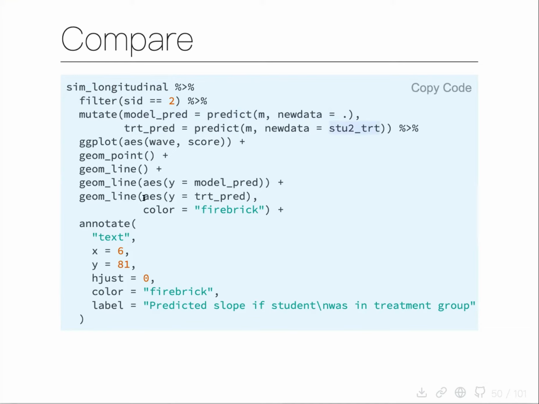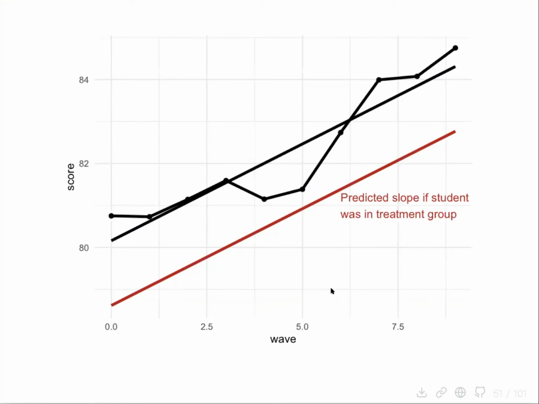And then I just have two lines, one where y equals the model prediction and one where y equals the treatment prediction. I'm coloring this one firebrick. And then this annotation part is just to, well, you'll see in a second. So what I get is something that looks like this. Here's the observed trajectory. This black line is our model prediction for this student. And this red line is our prediction had that student been in the treatment group.